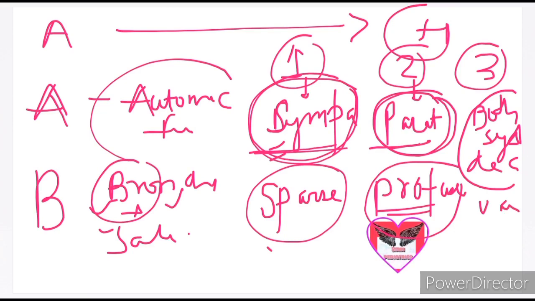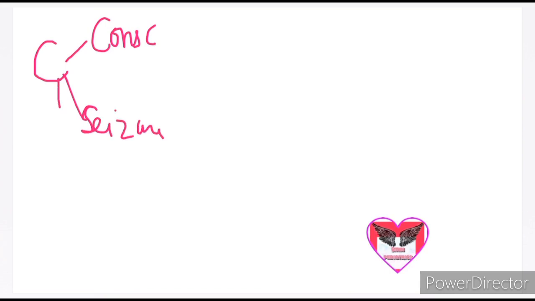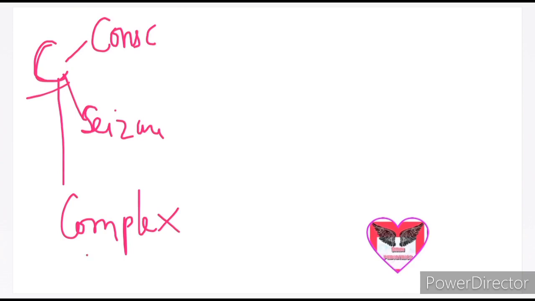Now let's come to C. Here C is for consciousness, and also for seizure-like activity. So here we have seizure, consciousness and complex reflex. See here, the letter C, so we have 3 points: complex reflex.